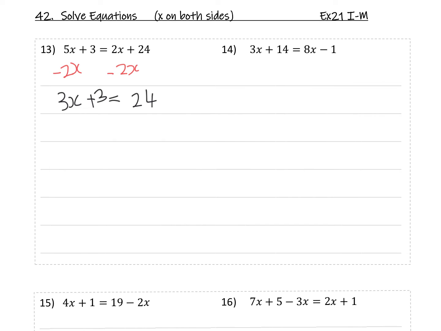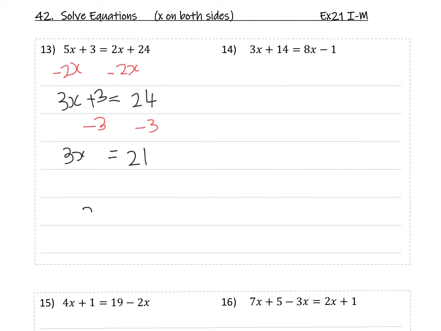And after that first step, we now have a question similar to what you were previously doing when x is just on one side. We want to get x equals, so we need to first of all find out what 3x is, get rid of that plus 3. Get rid of the plus 3 by taking 3 off both sides. If we take off the 3, we'd just be left with 3x, nothing here. And if we take 3 from 24, we get 21.